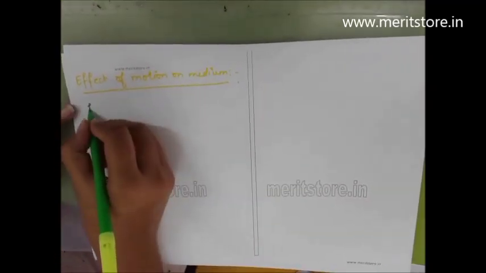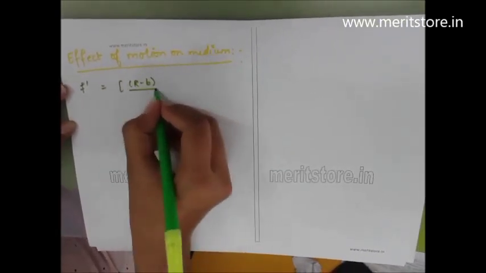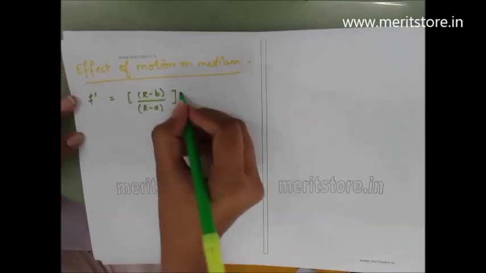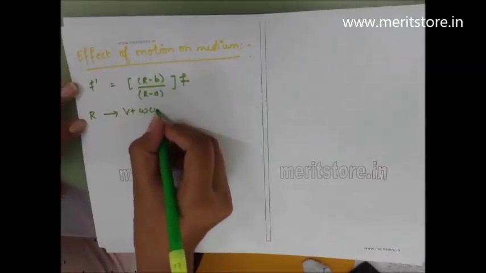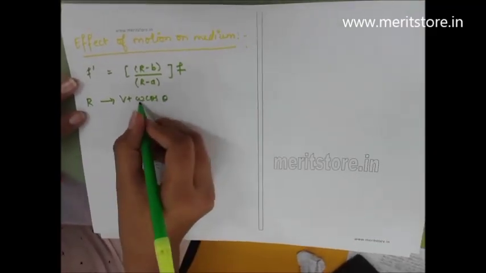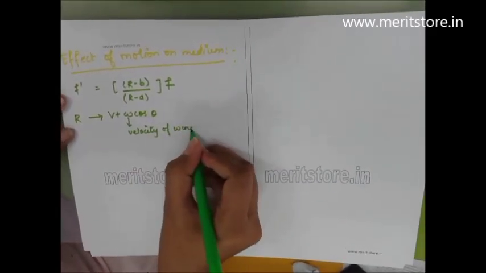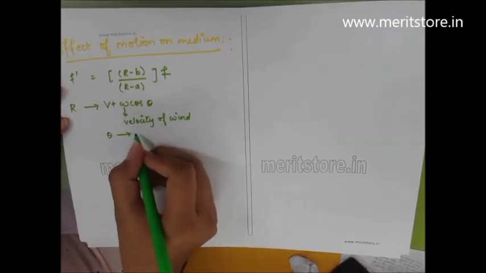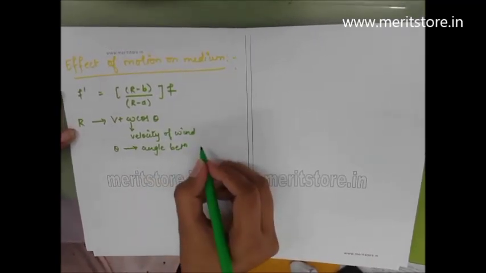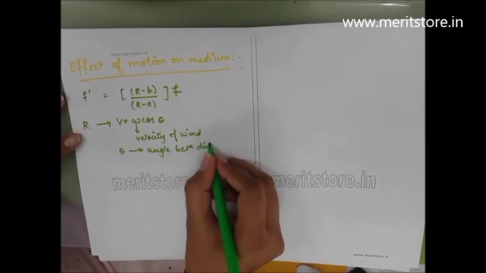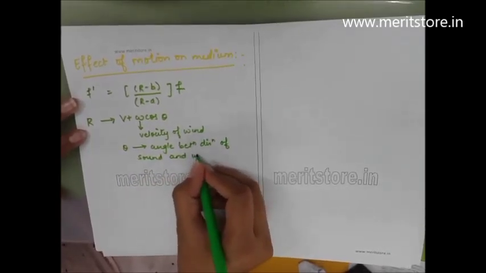The frequency, that is f dash, is given as (r - b) divided by (r - a) multiplied by f. Now here r is v plus omega cos theta, and omega is the velocity of wind. Theta is the angle between the direction of propagation of sound and that of the wind.